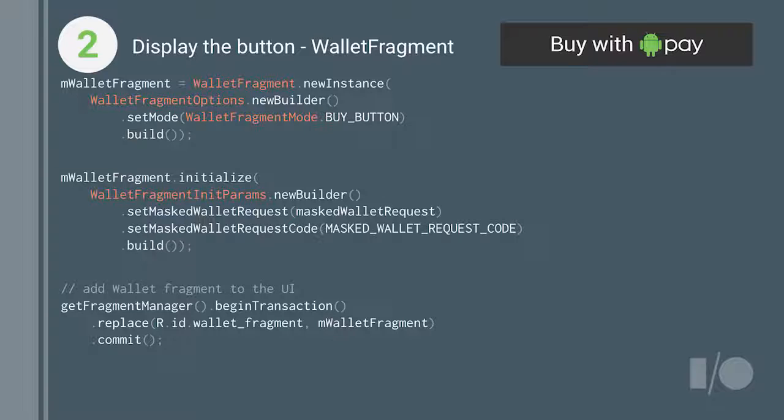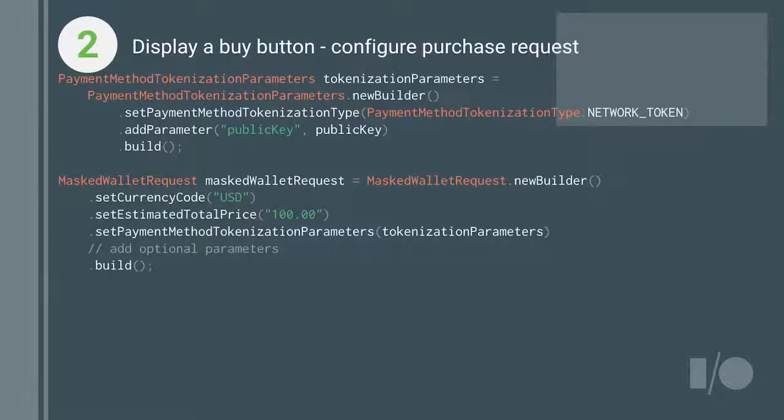OK, so let's dive a little deeper into the masked wallet request. The masked wallet request contains several parameters that can be used to customize our flow to the needs of your app. The only 3 required ones are the ones shown here on the screen. The first one is the currency code. The second one is the estimated total price. And the third one is the tokenization parameters. Now, tokenization parameters are an interesting kind of parameter. They actually specify how you will receive the payment credential at the end of your flow.